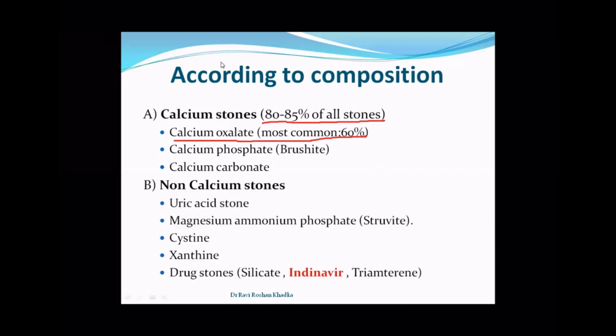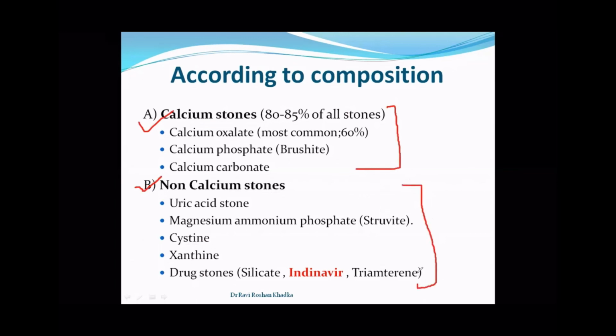In the non-calcium stones, we have all the other stones that are not made up of calcium. That is uric acid stone, magnesium ammonium phosphate, also known as struvite, cysteine and xanthine stones. These are genetic stones, and drug stones like silicate, indinavir and these drugs. So these are the examples of calcium and non-calcium stones. Is it important to know this differentiation? Yes, because calcium stones behave in one way and non-calcium stones behave in another way, and the causes are also different. That's why it is better to know the calcium and non-calcium stones in this way as well.